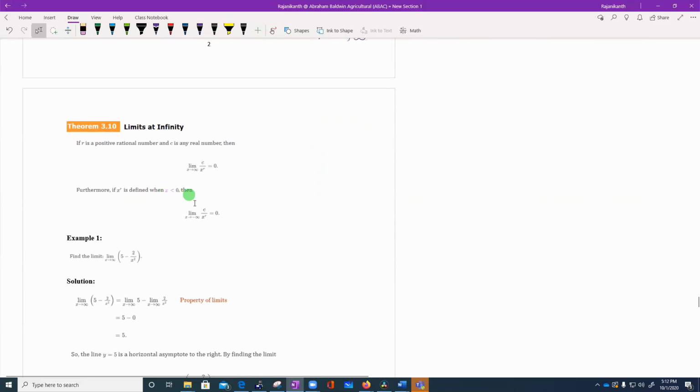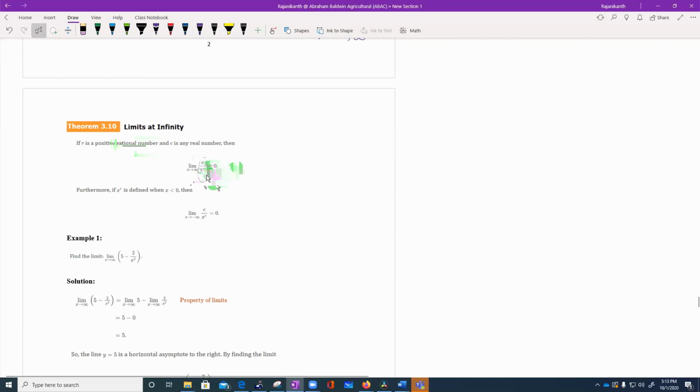Now we have one theorem. This theorem will make it easy to identify the limit values without a picture. If r is a positive rational number, rational means if you could write the real number in fraction form, then the limit of c over x to the power r, as x approaches infinity, is of course going to be 0. Makes sense, right?